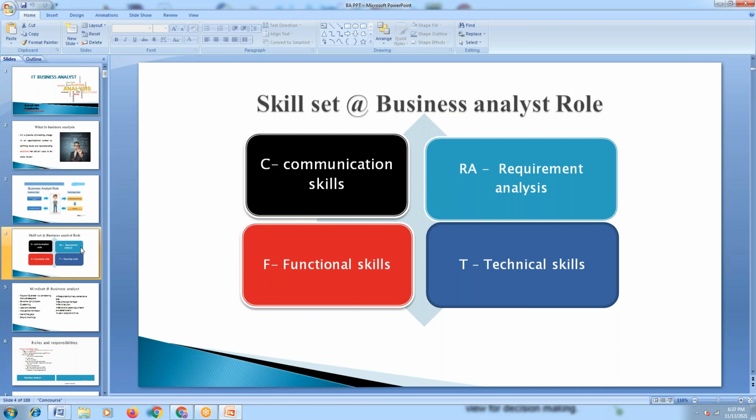The reason why we are talking about craft skills is this. Some people come from IT knowledge, so we don't need to explain the technical part to them, but they require functional skills. Some people come from a functional background, and vice versa, and may not have technical knowledge. So what kind of skill set is required for a BA is the question here. That is what we call craft skills. What is meant by craft skills? Craft skills: C stands for communication skills.